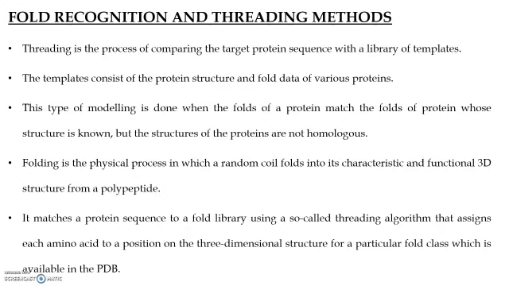This type of modeling is done when the fold of a protein matches the folds of a protein whose structure is also known, but the structures of the proteins are not homologous. That is, it is not based on the amino acid sequence, it is based on the folding pattern of the protein with another protein. And we all know that folding of the protein is a physical process in which a random coil folds into its characteristic 3D structure from a polypeptide. It matches a protein sequence to a fold library using a so-called threading algorithm that assigns each amino acid to a position on the three-dimensional structure for that particular fold class, which is available in the protein data bank.